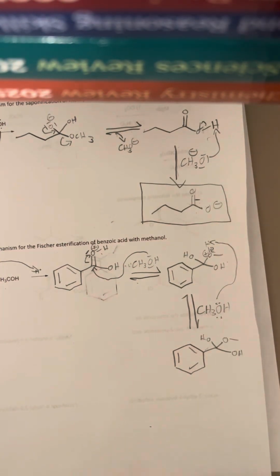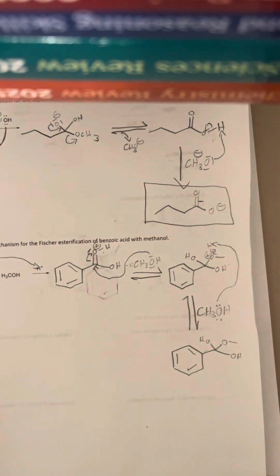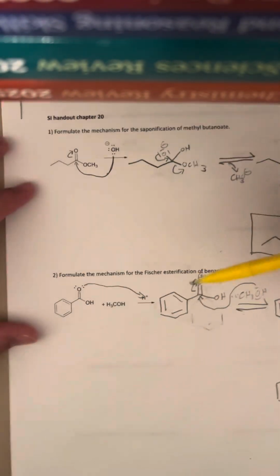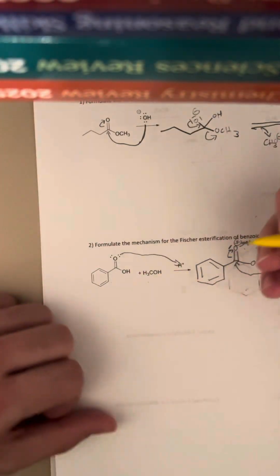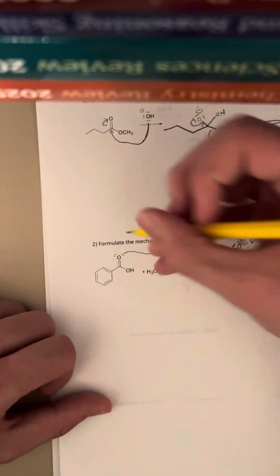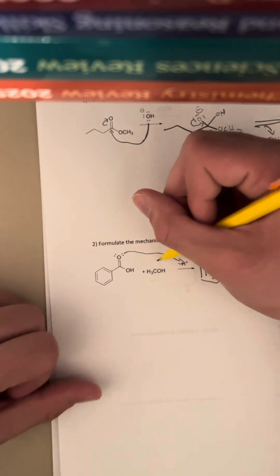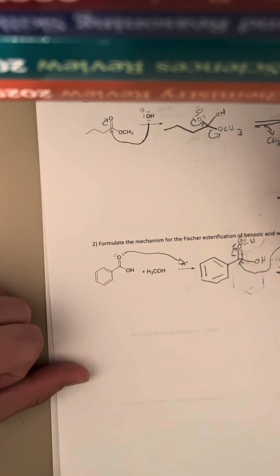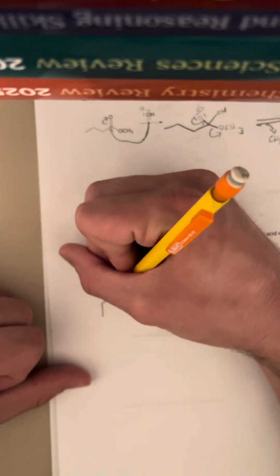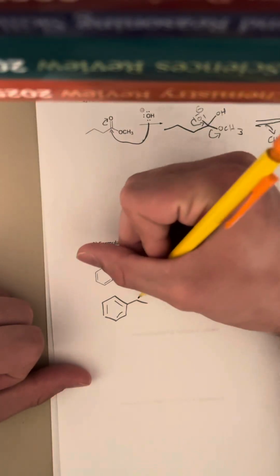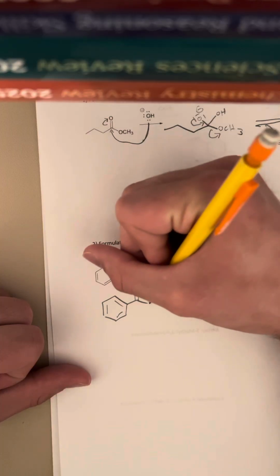Okay? So let's think about it logically. Where do we go from here? We want to get from this to, well, obviously, when you do a Fischer esterification, you should know, carboxylic acid plus alcohol, you make the corresponding R benzoate, where the R group comes from the alcohol. So the R group from methanol is methyl. We're going to make methyl benzoate. That's what we're trying to make.